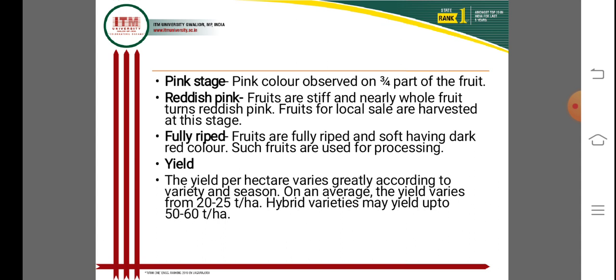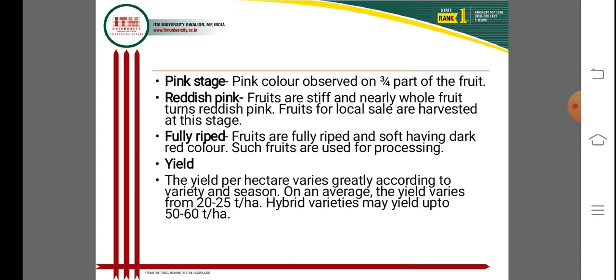And the yield per hectare varies greatly according to the varieties and season, and depends on open field production or protected cultivation production. This is the open field production yield, and the yield varies from 20 to 25 ton per hectare, and a hybrid variety may yield up to 50 to 60 ton per hectare. And this is the open field yield.